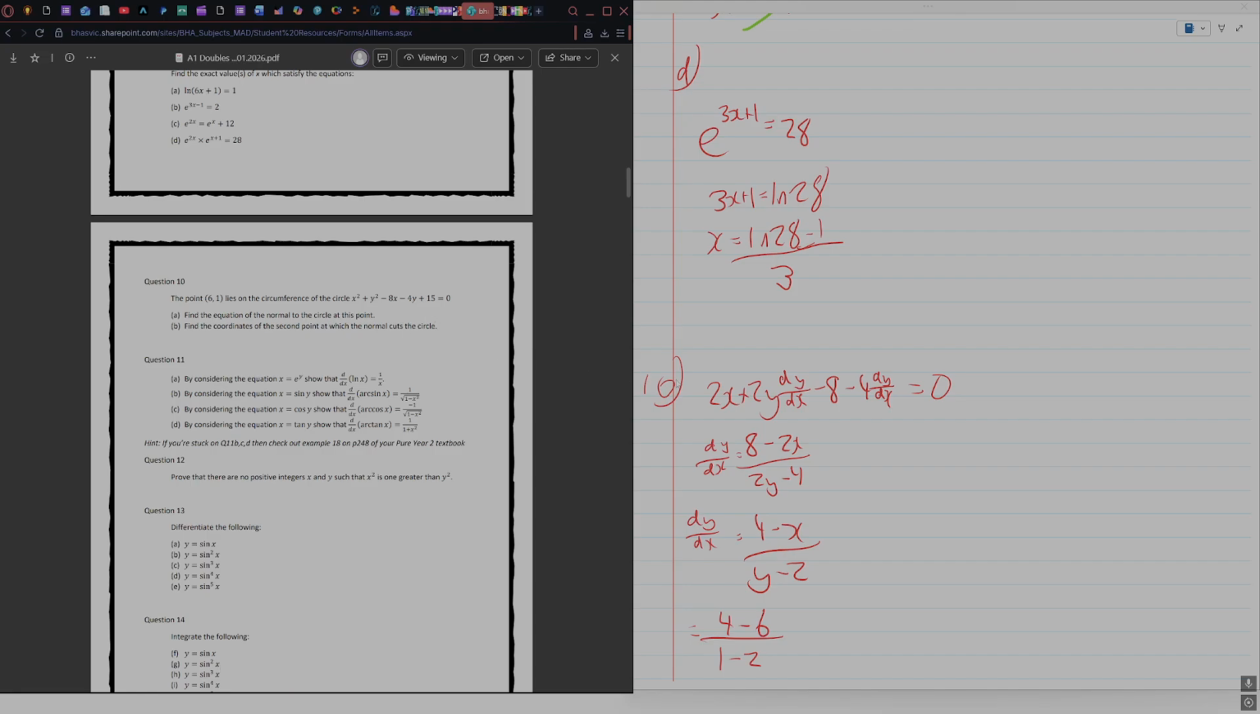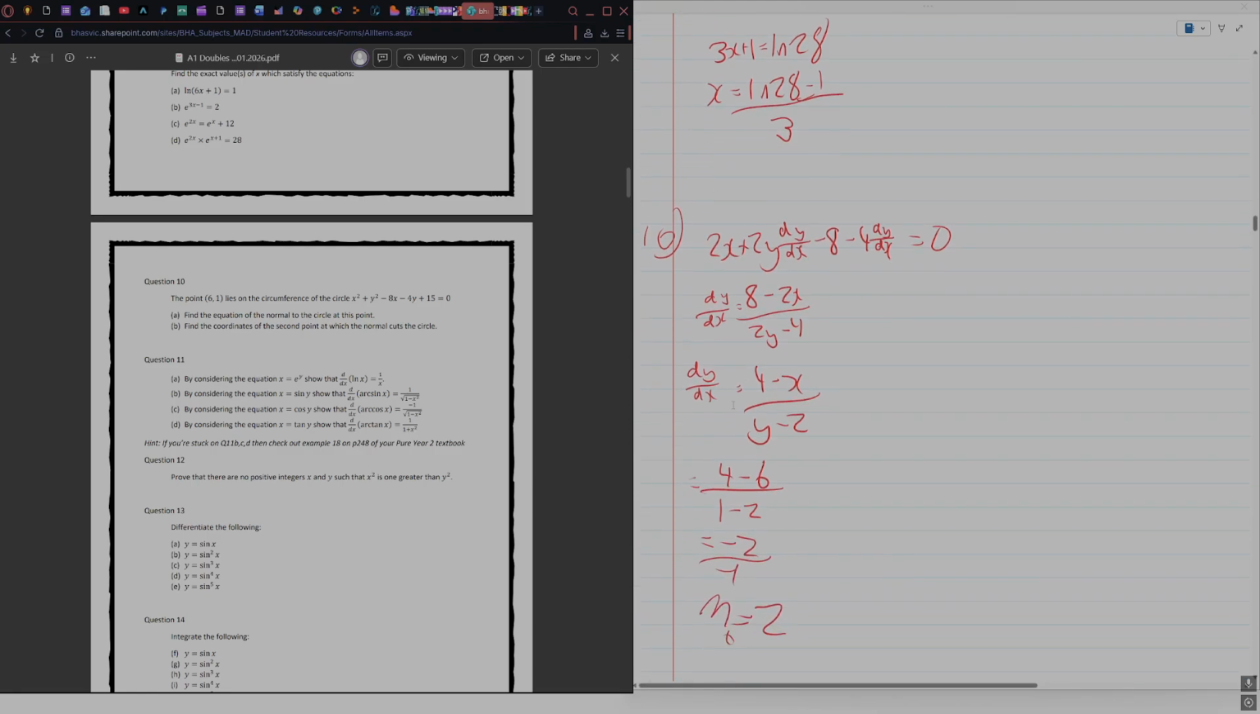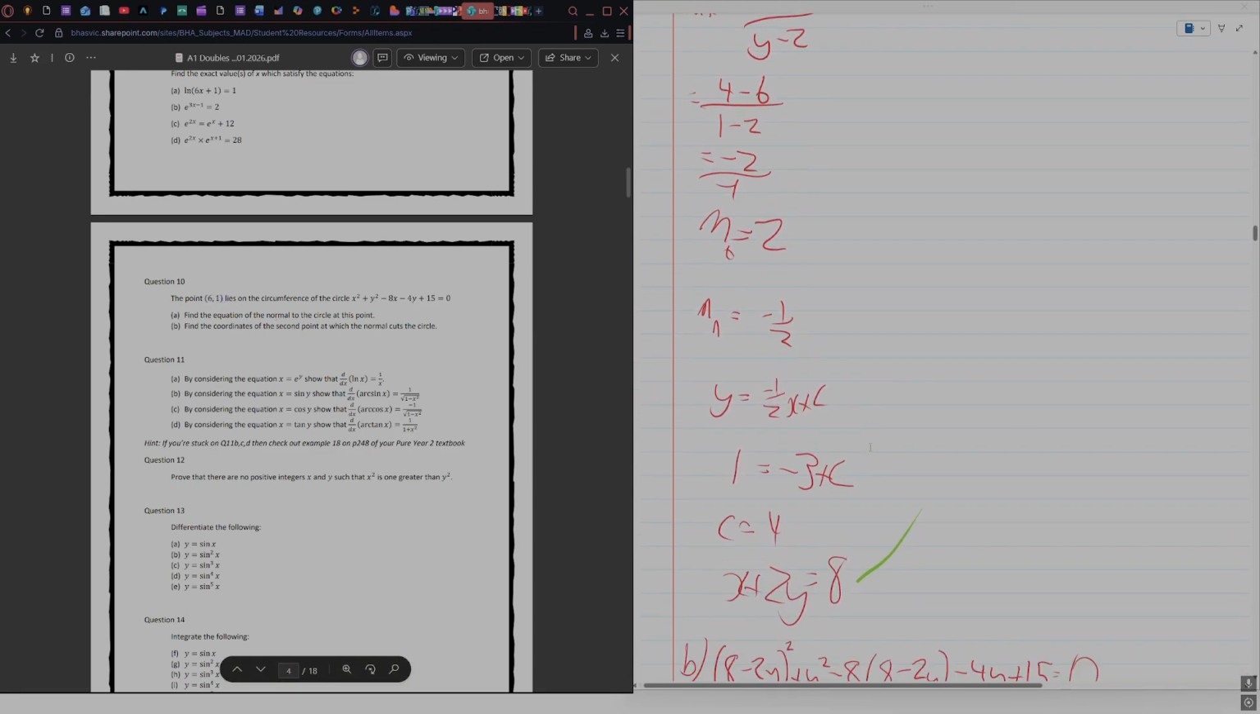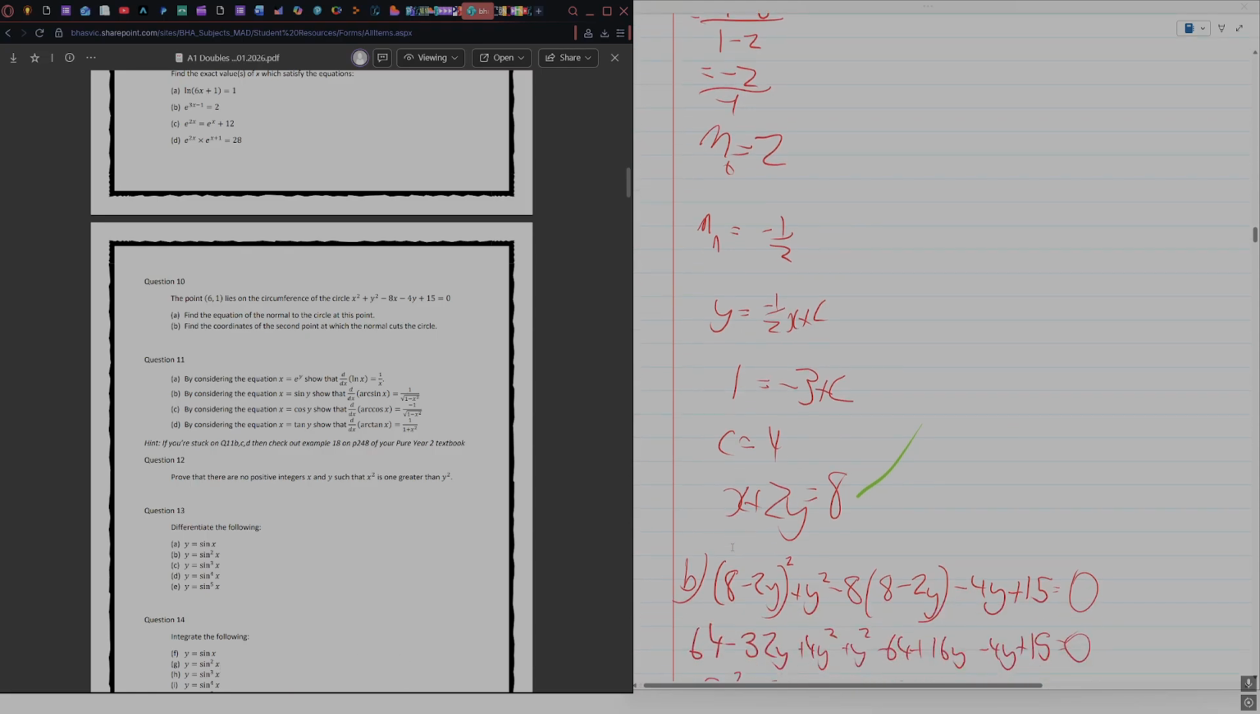Next question. So we have find the equation of the normal to the circle. So first you differentiate implicitly, so make dy by dx the subject and simplify. Then you can substitute this in, and then remember you do the negative reciprocal for the normal. Find your line, and then that's your answer.